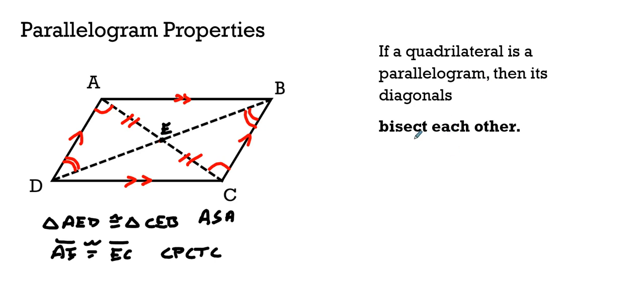A popular mistake is to say that if it's a parallelogram, then the diagonals are congruent. They can be, but don't have to be. But they definitely bisect each other. They definitely cut each other in half. So those are the parallelogram properties.